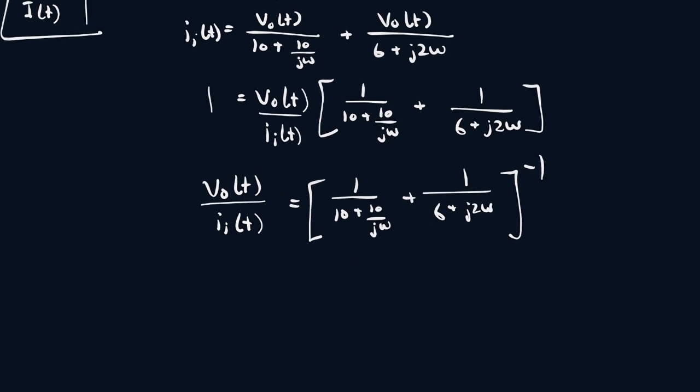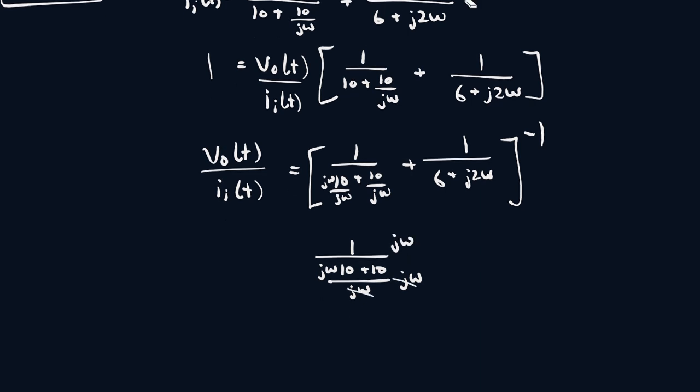So now what I'm going to do is try and simplify this more. So let me see what I could do. I'm going to times this by jw. So I'm going to have 1 over jw10 plus 10 over jw, times this by jw, this by jw, so this and this cancels out. So I just have the following, plus 1 over 6 plus j2w.